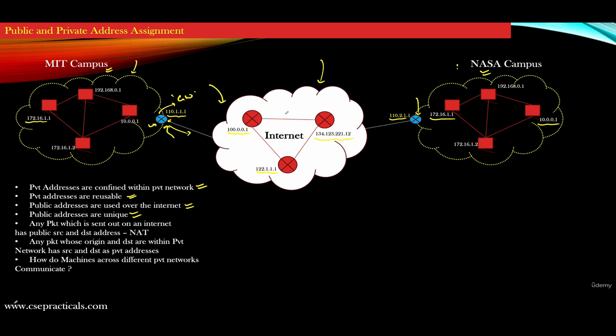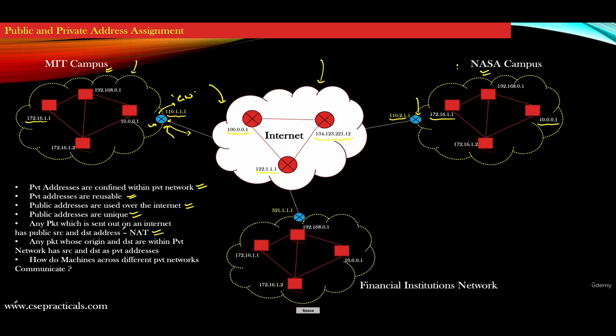So any packet that's traveling over the internet would have source and destination IP addresses as public IP addresses. Alright? So any packet which is sent out over the internet has a source and destination address as public addresses.